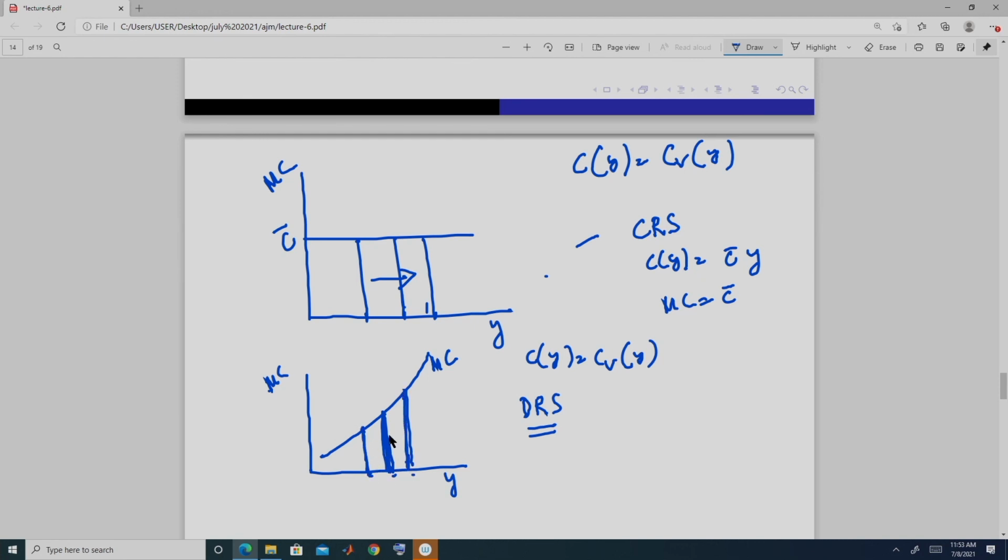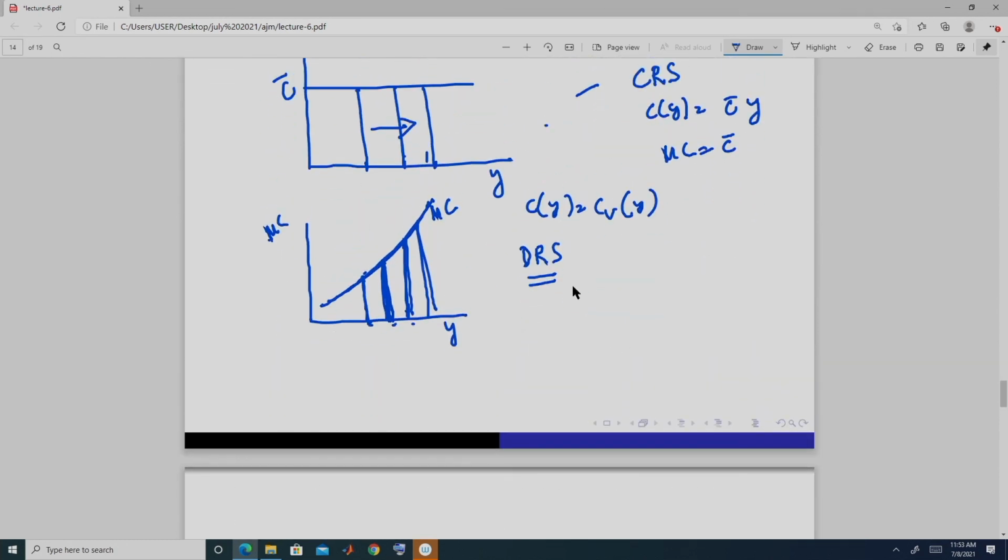Because as we go on increasing the output, what do we need? We need to employ more labor and more capital. If we want to double our output, we need to employ labor and capital more than double. So, that is why marginal cost also goes on increasing. Okay. So, we get a curve like this.